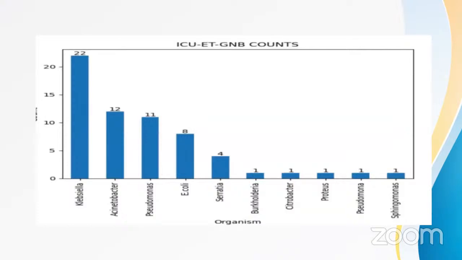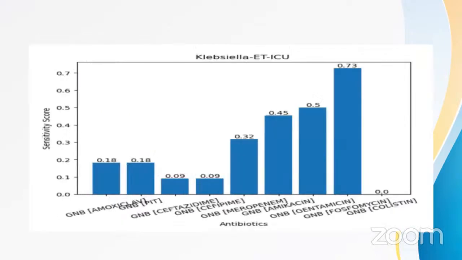Similarly, for ICU ET GNBs, we can see Klebsiella only 22, so it's not coming up to 30. So we add other gram negatives, the next one being Acinetobacter and Pseudomonas. Combined, we definitely have more than 30. This is the susceptibility, and it shows hardly anything is susceptible above 80%. When the susceptibility is not reaching above 80%, for a sick patient, we can't give monotherapy.